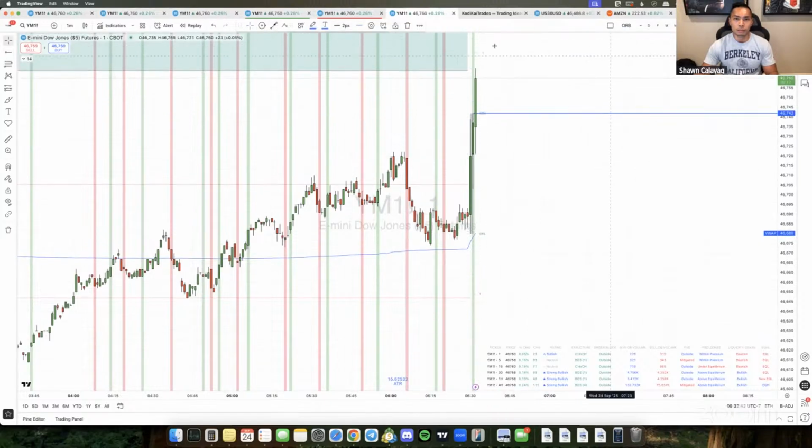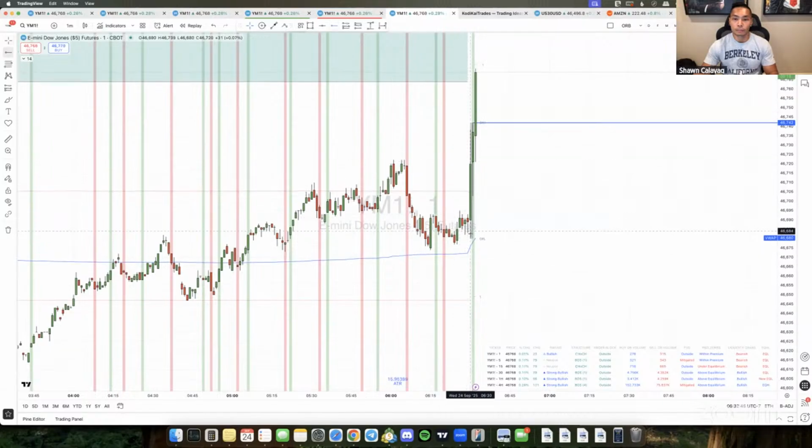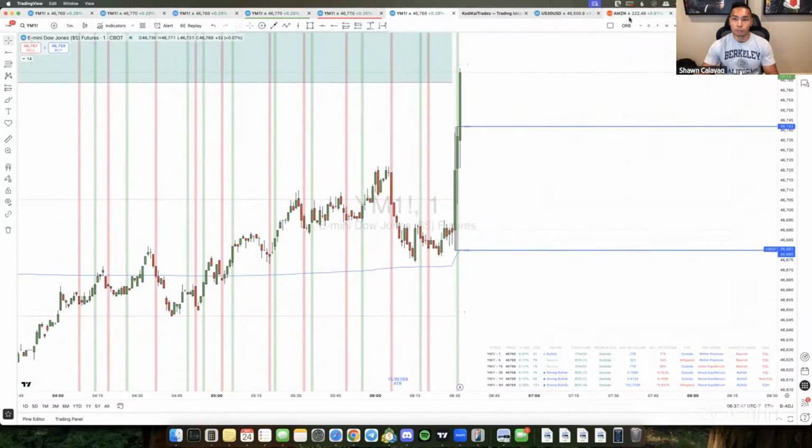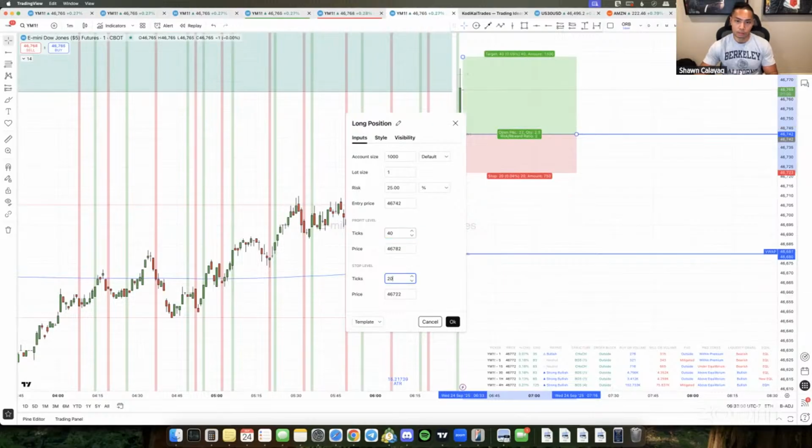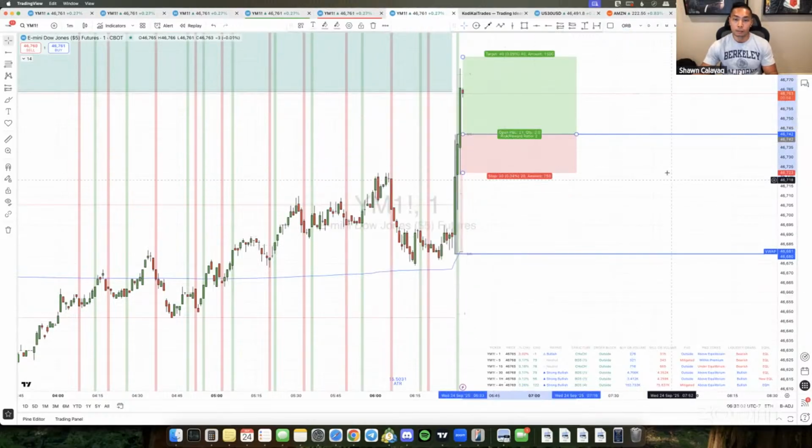The volatility is really, really high though. So if you guys are looking to take the ORB, it's going to be right here at 46,742. I think this might have already pushed or it's getting close to that 40 point mark. So if it gets past the 40 there, you might have to skip out on it. If you guys are looking to take the ORB, the entry is going to be right here at 46,742.